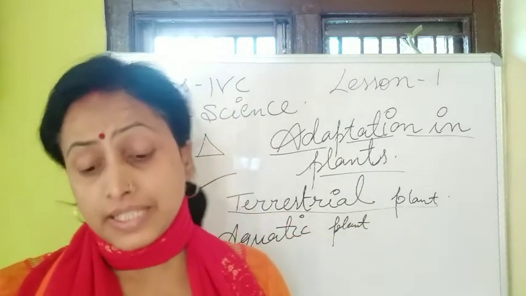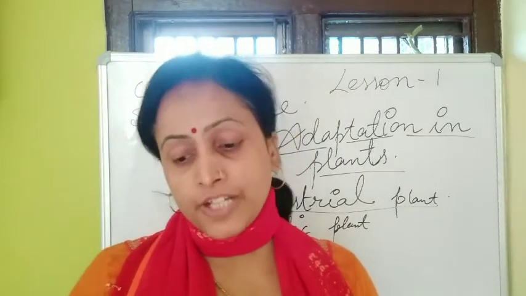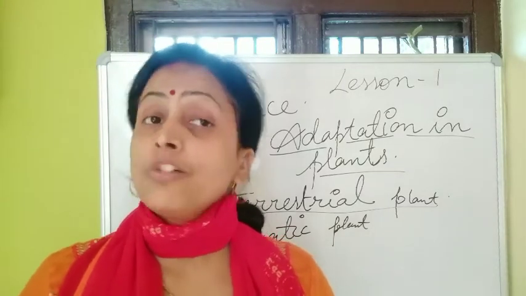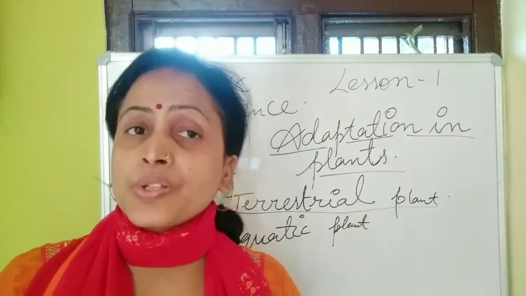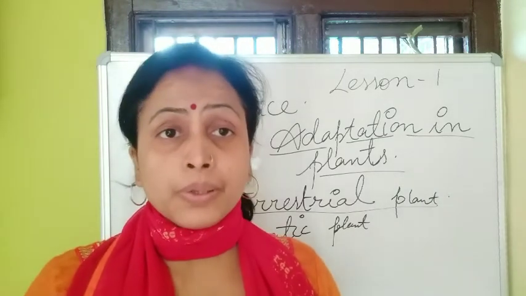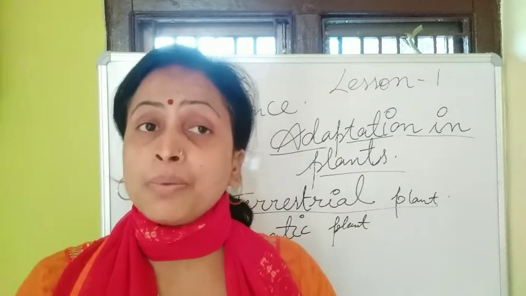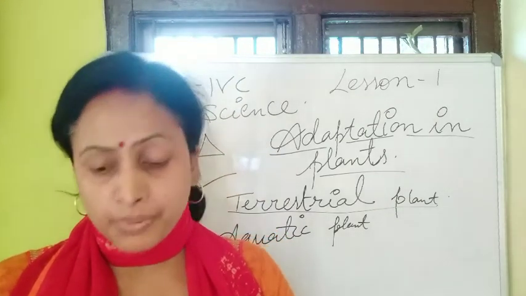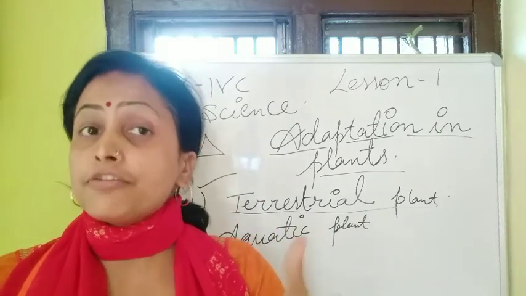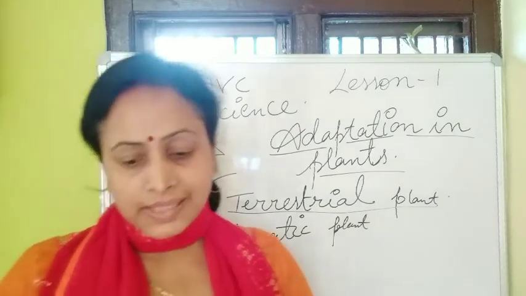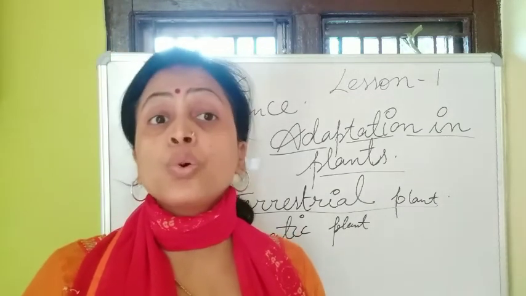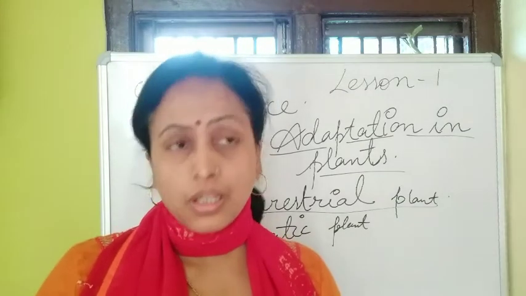Now the third one is that the green fleshy stem carries out photosynthesis to store food. All of you know photosynthesis is the process of making food for the plants with the help of sunlight and water. So the green fleshy stem carries out photosynthesis, and they store the food.